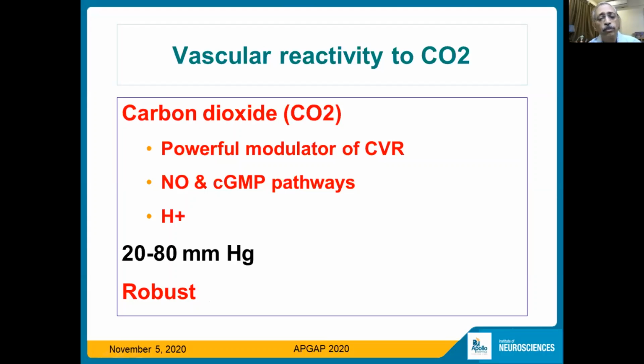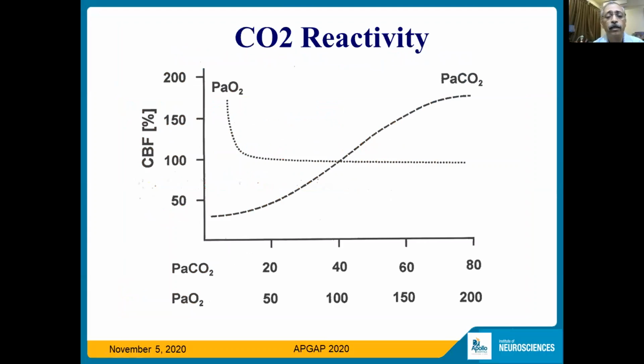And this is one of the most robust responses. It is the last to be affected even in severe head injury patients or severe neurological disease. If this is lost, it means that the patient has a very poor outcome. And how is it brought about? As the CO2 level increases, there is vasodilation and an increase in cerebral blood flow and cerebral blood volume, and thus there is a rise in the ICP.